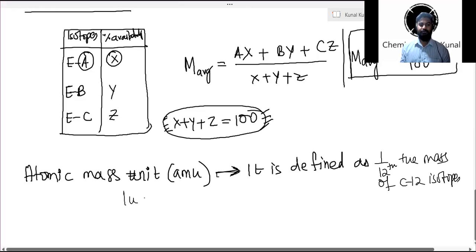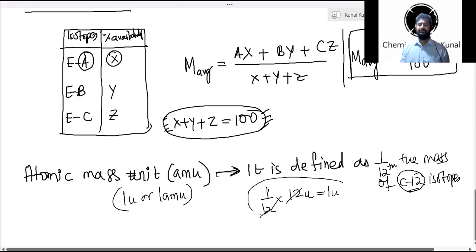So have a look. How can I get 1 U on the left hand side? If you take C12, what is its mass? It's the 12 isotope, so the mass will be 12 U. And it is 1/12. So 1 by 12 into 12 will give you 1 U. That's it. Simple. It's like holding your nose backwards, but that's how the definition goes. I know it's weird, but that's how the definition is given.